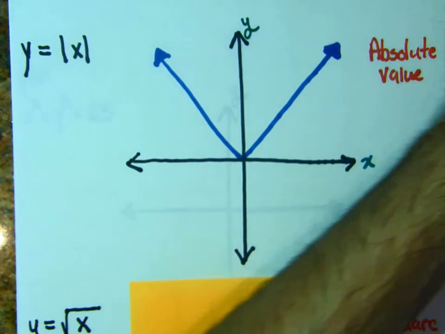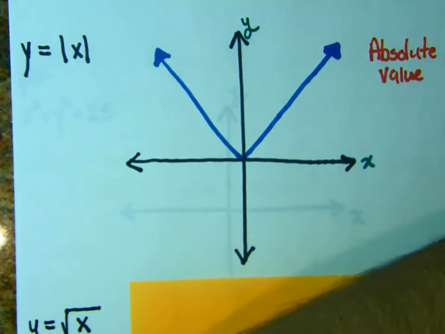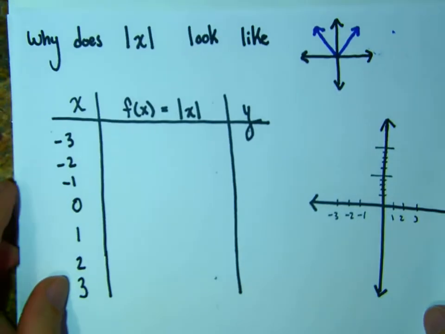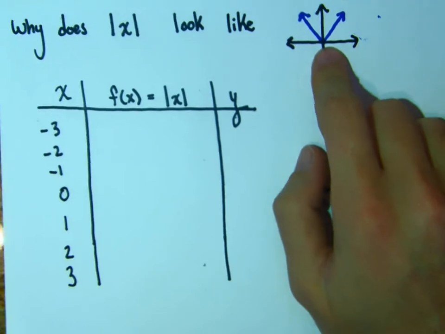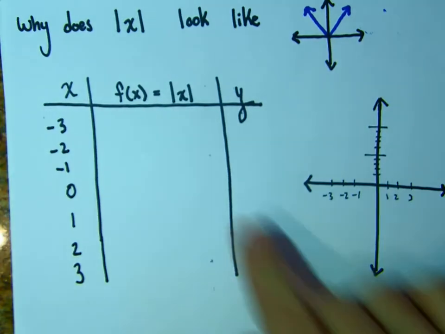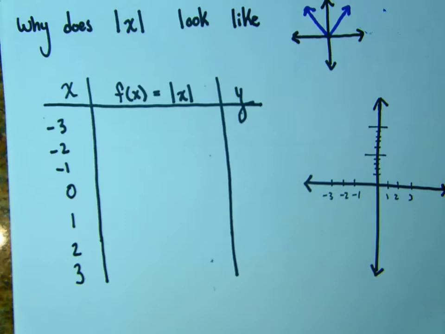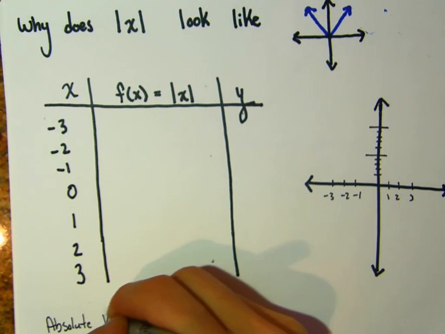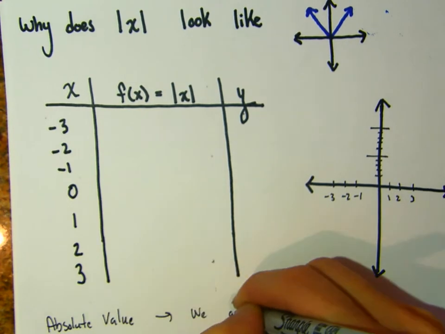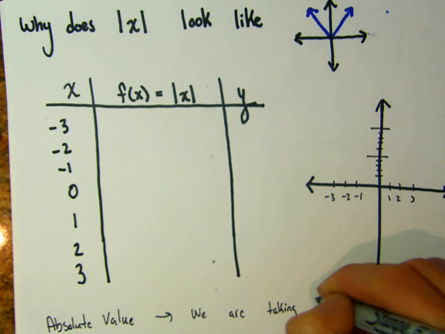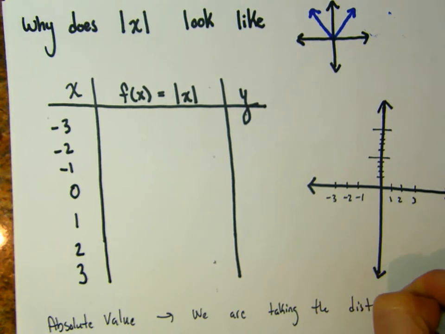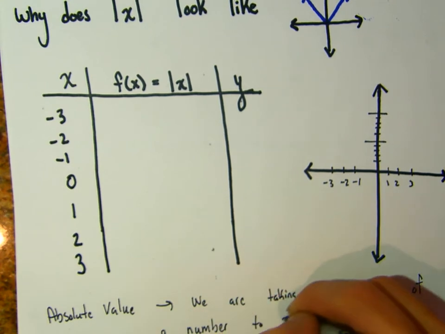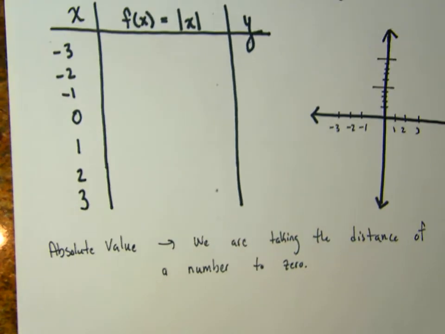And let's just quickly go over this function. I have my paper to use. So before I even explain why this graph looks like this V-ish shape, let's write in one sentence what it means to actually take the absolute value of a function. So absolute value, we are taking the distance of a number to 0. Okay, that's what we're doing.